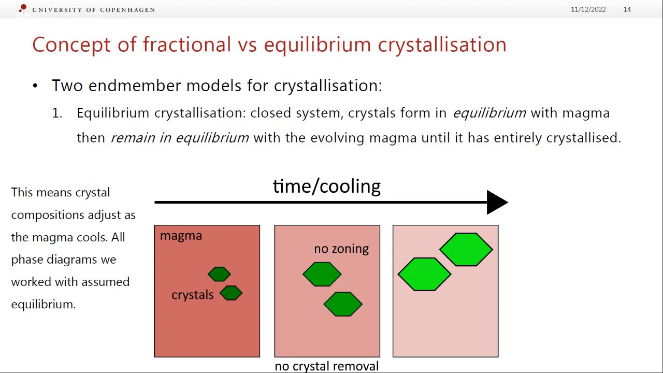Equilibrium crystallization cannot produce zoned minerals, because we're basically wiping out this memory of the early formed crystals. Then, as we cool and crystallize more, the magma composition changes further, and the mineral composition also adjusts to match the new magma composition. So yeah, all the phase diagrams we did assumed this.